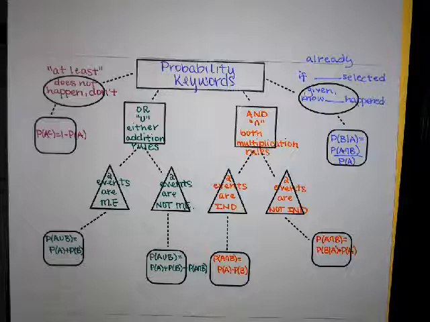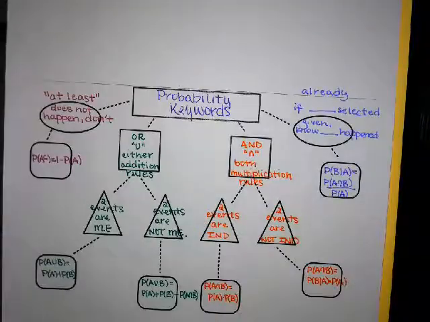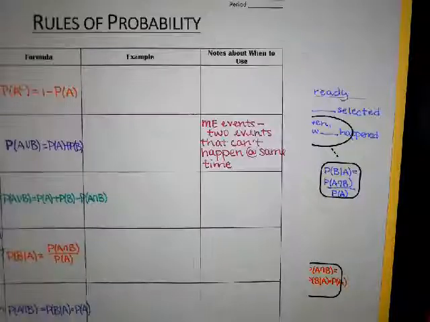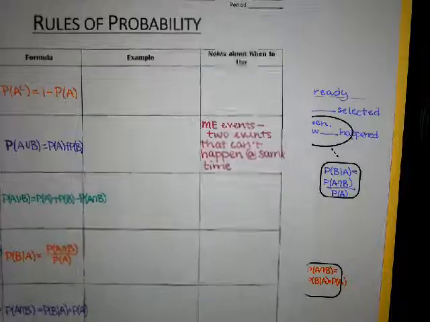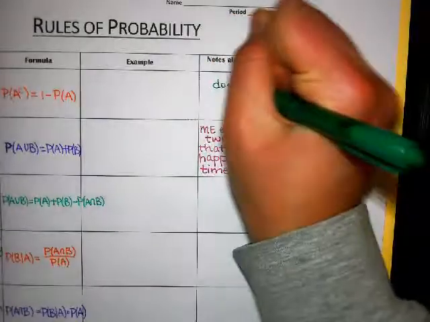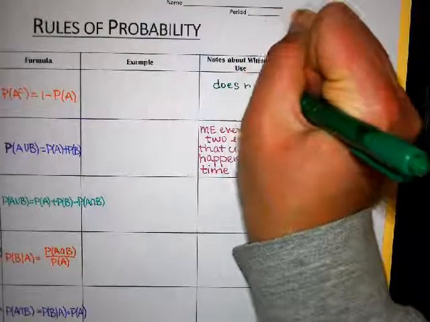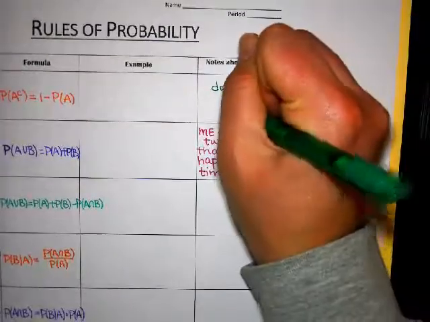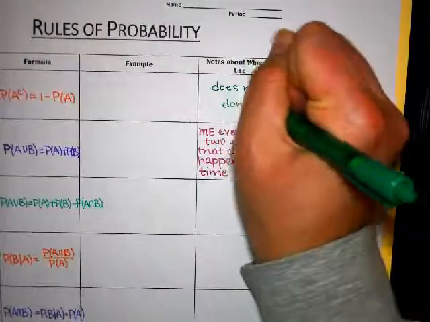So that's my little graphic organizer. I lost my first page. So the complement rule, you would use that when you see words like does not, don't, opposite, I suppose, when you want to find the opposite of something.